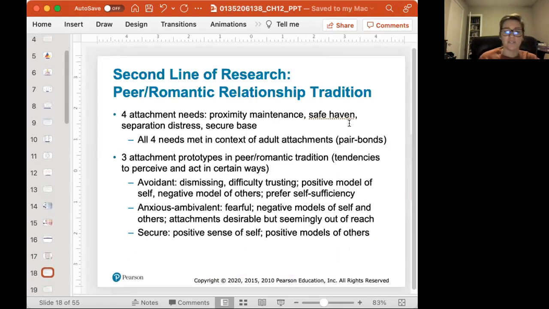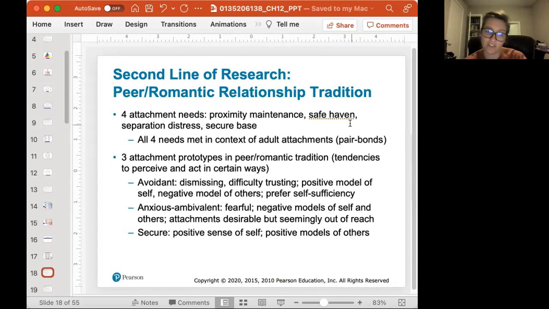Okay, so second line of research, the peer romantic relationship tradition. So 4 attachment needs are proximity maintenance, safe haven, separation distress, and secure base. All 4 needs are met in the context of adult attachments, also known as pair bonds. So 3 attachment prototypes in the peer romantic tradition, which are the tendencies to perceive and act in certain ways, are avoidant, anxious, and secure. So the avoidant is dismissing, has difficulty trusting, a positive model of self, and a negative model of others.